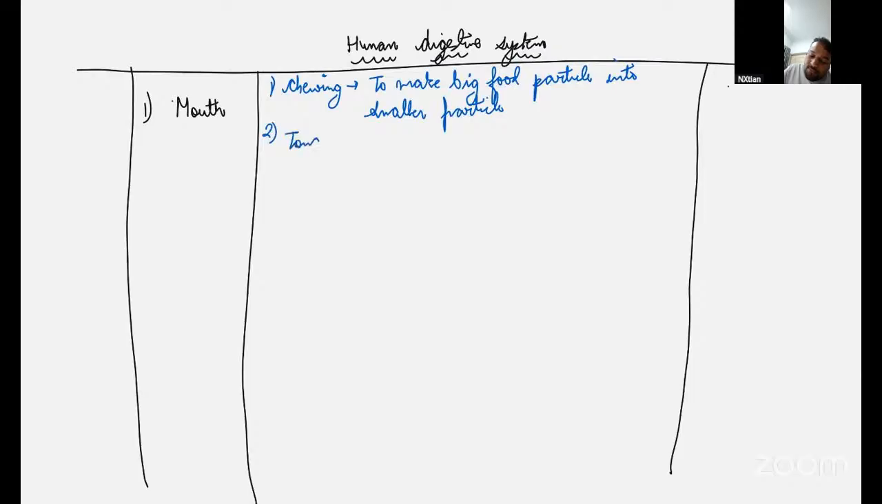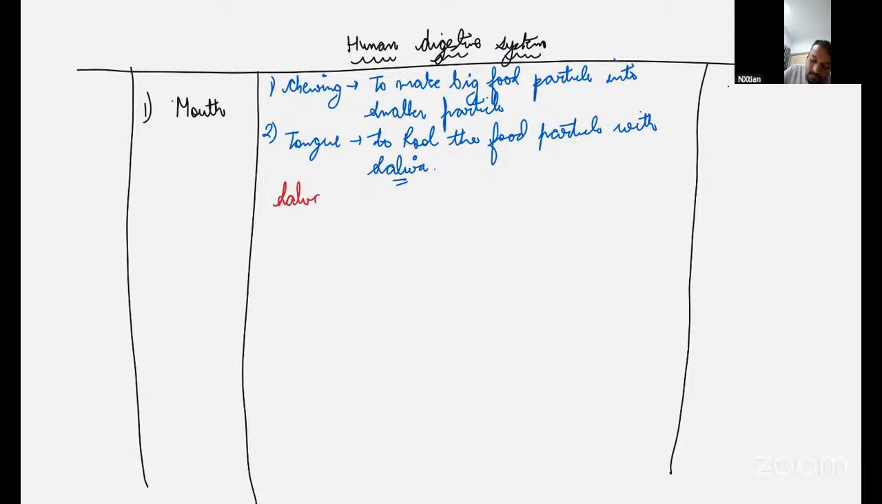Second, the role of the tongue is to roll the food particles with saliva. While we are chewing, our food particles get moistened with saliva. To roll the food particle with saliva.